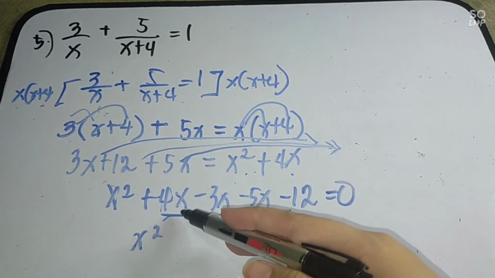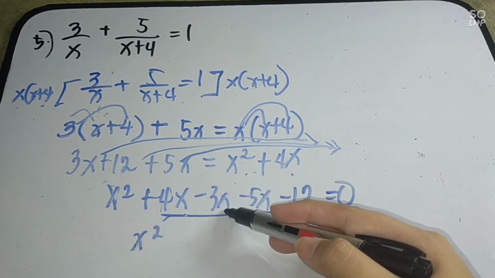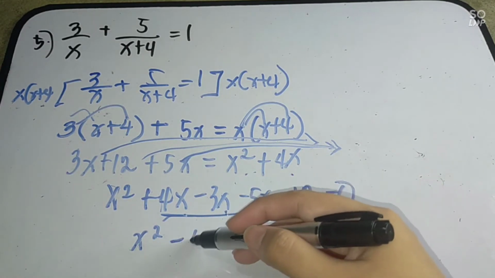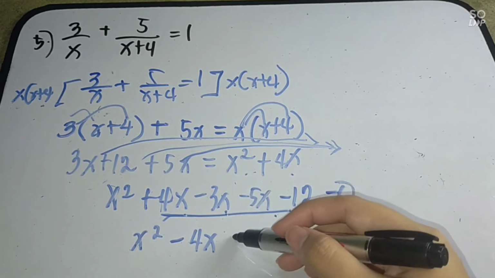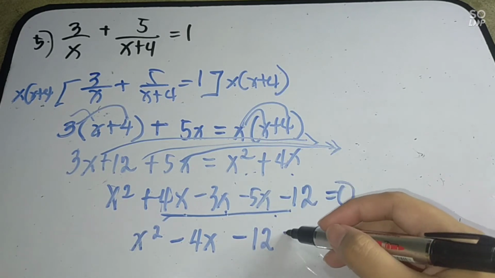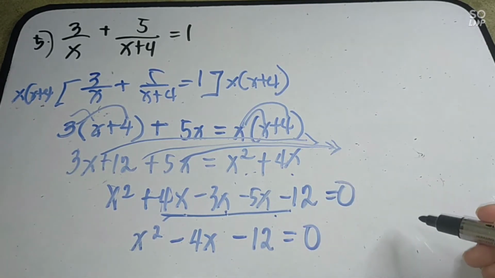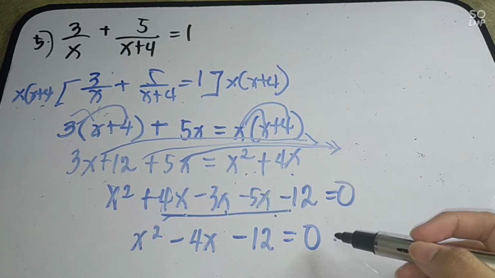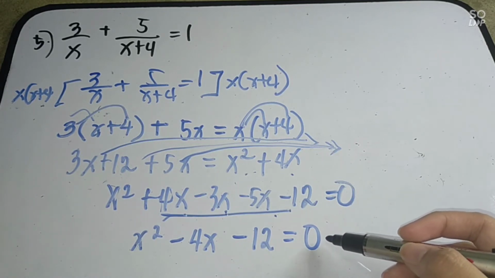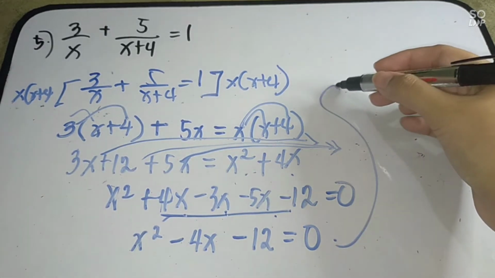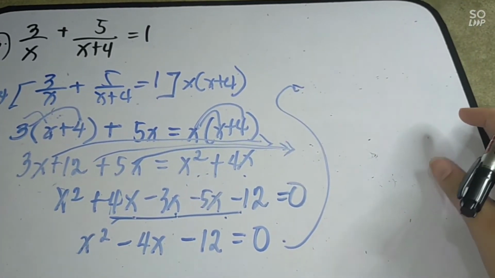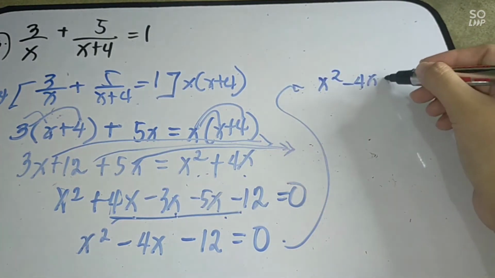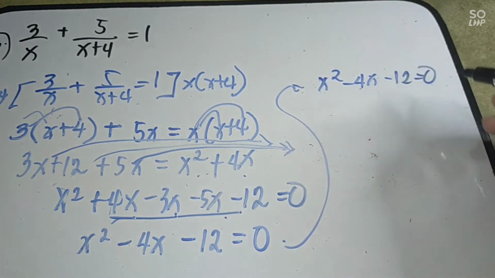Then, 4x minus 3x, we have x. X minus 5x, the answer is negative 4x. Then, minus 12 is equal to 0. That is it. So, meron na tayong standard form. Since meron na tayong standard form, pwede na natin siya i-factor. So, lagay natin sa taas. So, we have now here x squared minus 4x minus 12 is equal to 0.